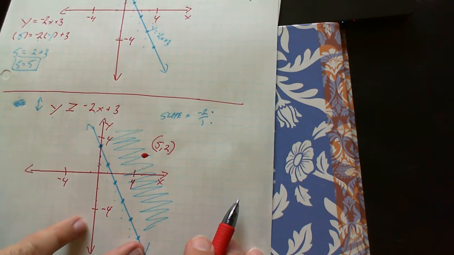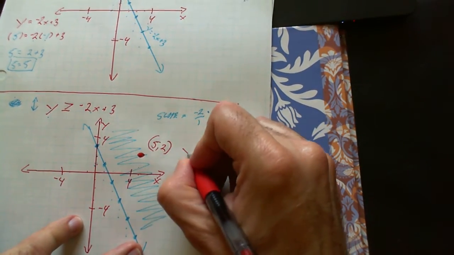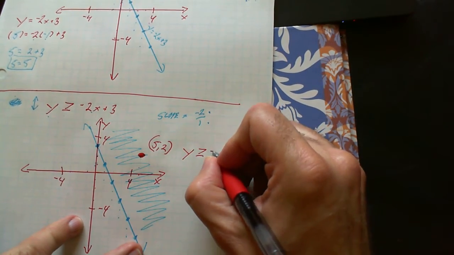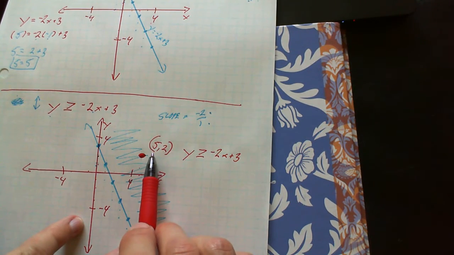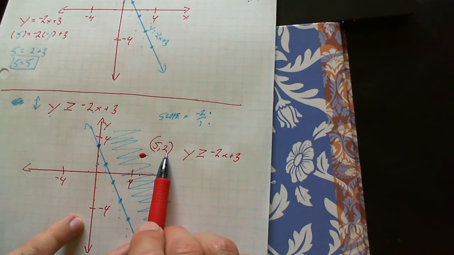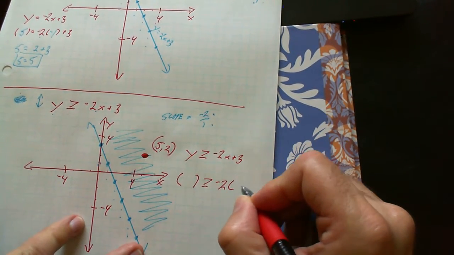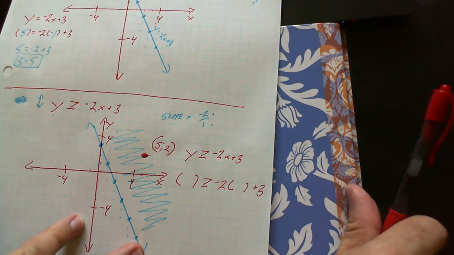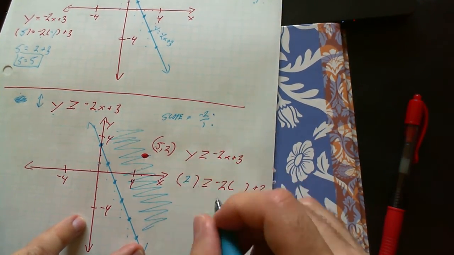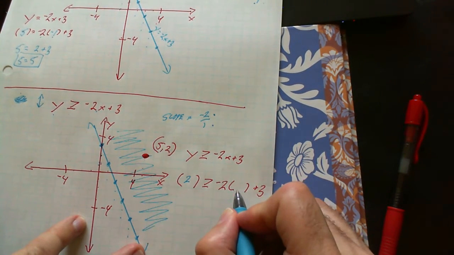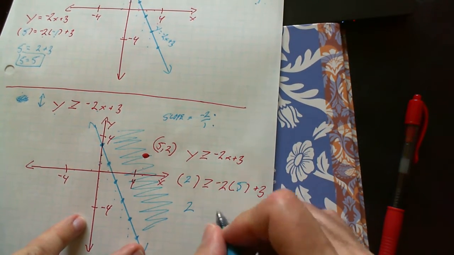What do you mean by true, Sensei? That's such a weird statement. Well, let's look at our equation. Y is greater than or equal to negative 2x plus 3. Okay? So let's substitute x, y. Let's plug in our y. Our y is 2. Let's plug in our x in here, 5. See what happens.